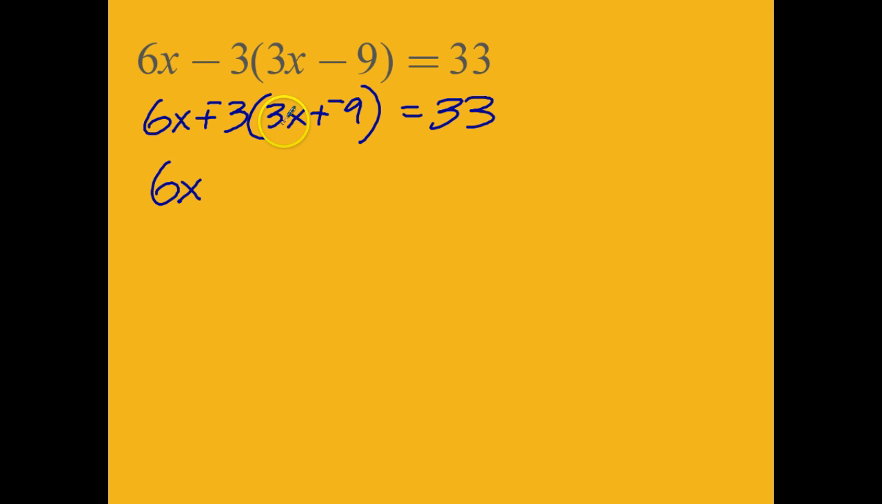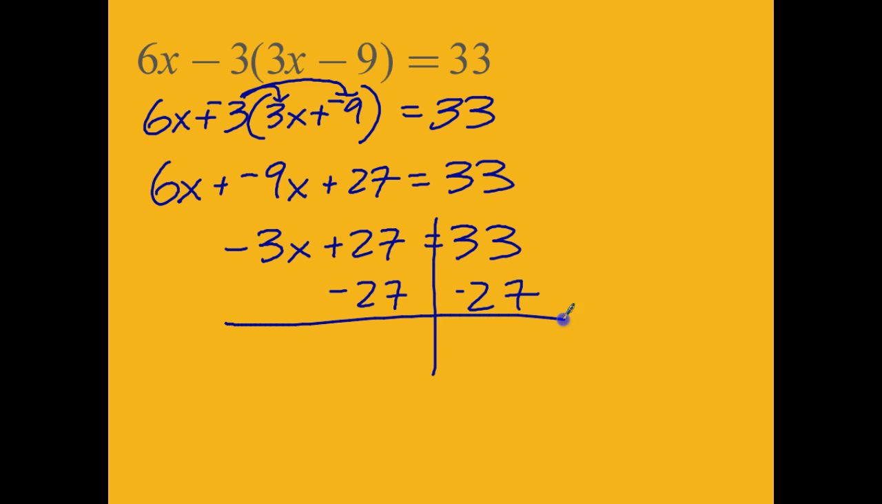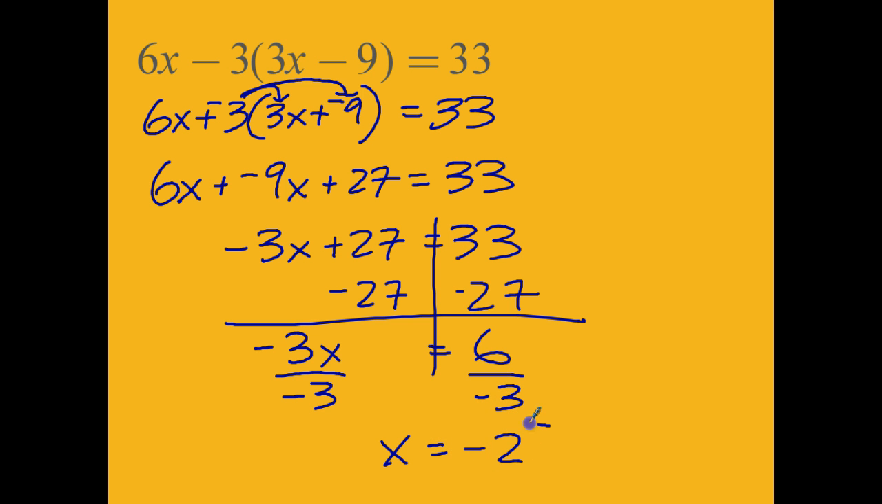So negative 3 times positive 3x, I'm going to do the distributive property. Negative 3 times positive 3x is going to be negative 9x, and then negative 3 times negative 9 is plus 27, so that's going to be equal to 33. Let's combine 6x and negative 9x, gives me negative 3x plus 27 is equal to 33. Alright, now I'm going to subtract 27 from both sides, and I'm left with negative 3x is equal to positive 6. Now I'll divide by negative 3. And I get x is equal to negative 2.